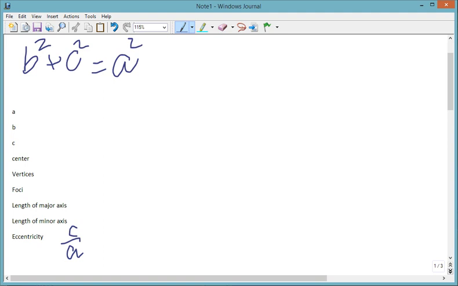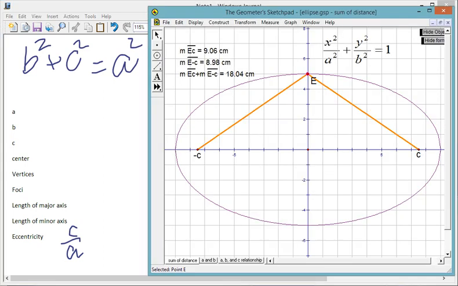And notice that if C is really close to A, right, that would be close to 1, but that would mean C is farther apart. So the closer to 1 it is, then the more elongated it is. And if C is really small, because it's close to the center, then it would be more like a circle. So that's what the eccentricity tells us.